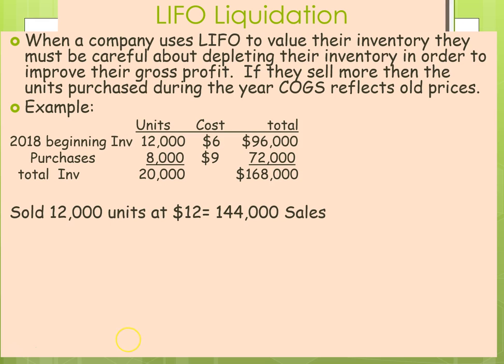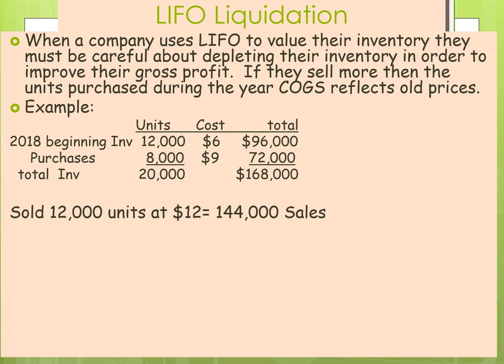Now LIFO liquidation, this is sometimes a strategy that companies use when they're trying to improve their bottom line at year end. When they use LIFO, they deplete their inventory below normal levels so that they can get those low costs as part of cost of goods sold and their bottom line looks better. So in this example, we had beginning inventory of 12,000 units that we paid $6 for, probably a long time ago, and we purchased 8,000 units at $9.